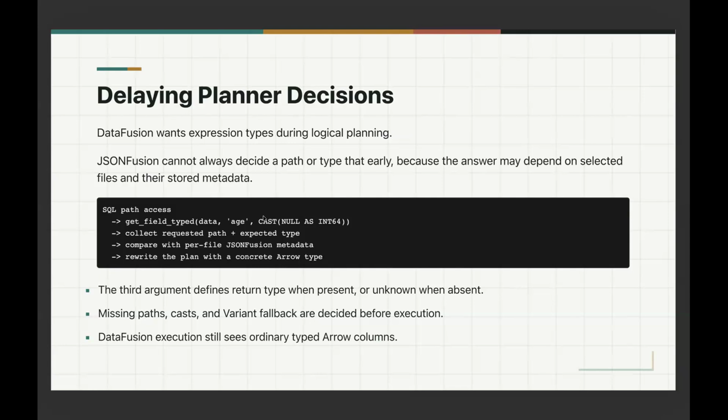We intercept every column access to the JSONFusion column data and turn it into a UDF called get_field_type. It has three parameters. The first is a JSONFusion column, the second is a JSON path string you want to read, and the third one is optional, which is the expected type you want to read as. When this rule starts working, it first replaces every access to the internal column of data with this function.